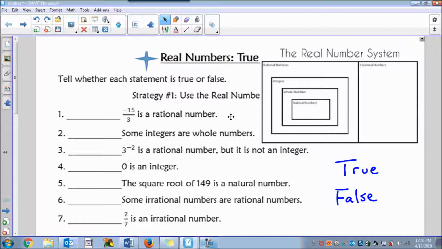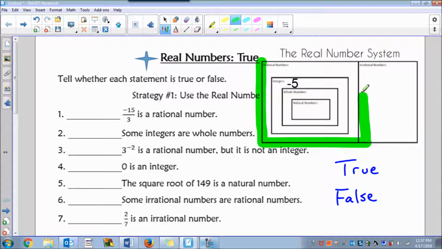Negative 15 divided by 3 is negative 5. I want to decide, is negative 5 a rational number? It's really a negative whole number, so the best spot for that would be the integers. So now I have to decide, is that also a rational number? Well, the rational numbers are on the outside. That's this big box. The integers are all inside of the rational numbers. So if it's an integer, then it's got to be a rational number. That has to be true.